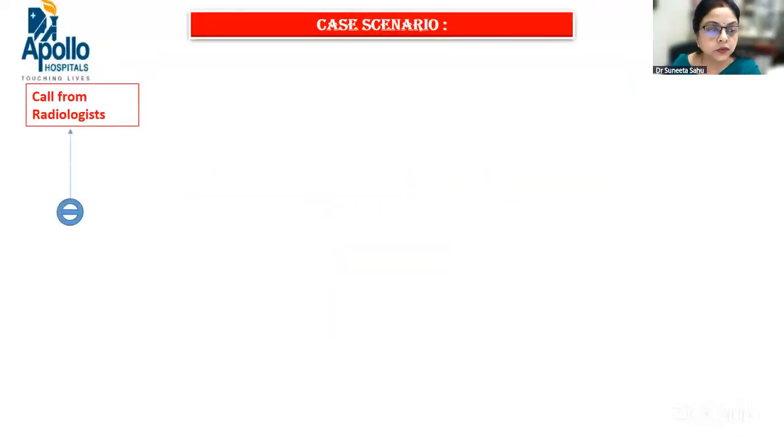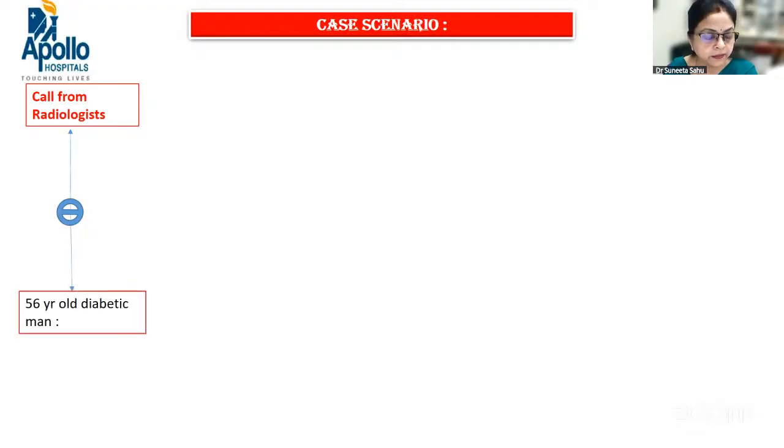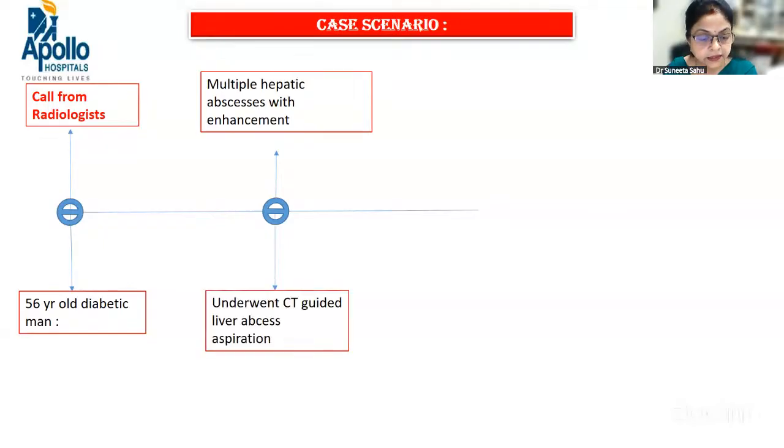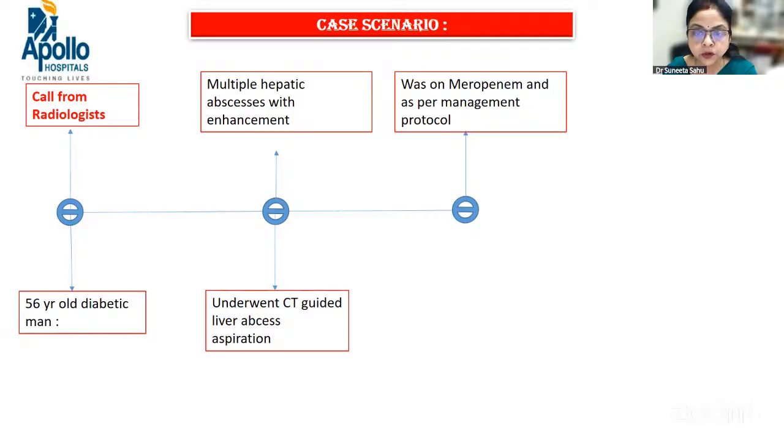Okay. So, today evening, while I was coming to the department, I got a call from the radiologist. He told me that this patient, who is a 56-year-old diabetic man, has multiple hepatic abscesses with enhancement, and has undergone a CT guided liver abscess aspiration. They are in a dilemma because the patient was on meropenem for quite a long time and was being treated as per management protocol.